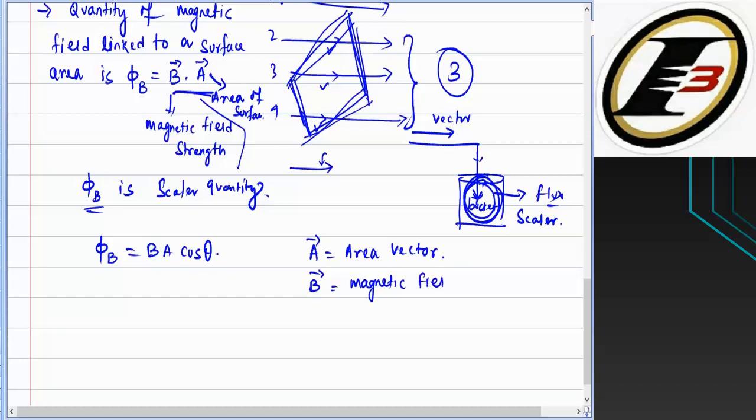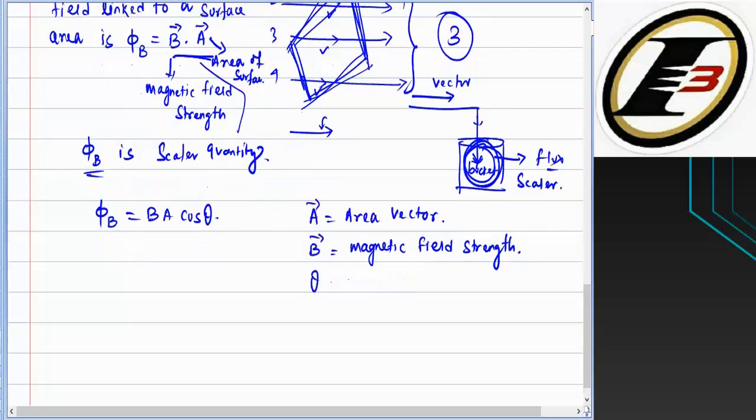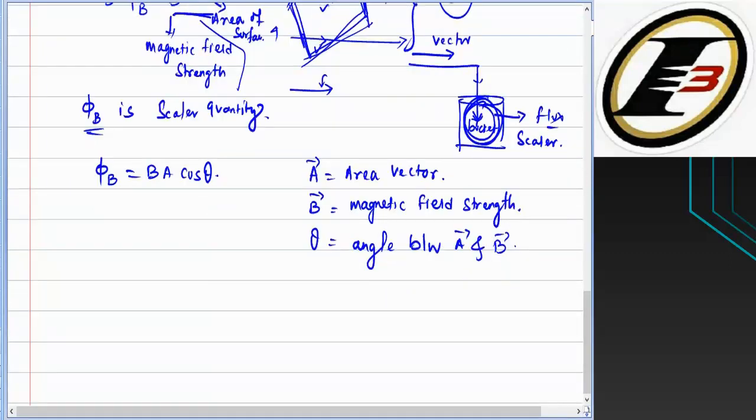Magnetic field strength. So what is theta? Theta is the angle between A vector and B vector. The angle between A vector and B vector is called theta.